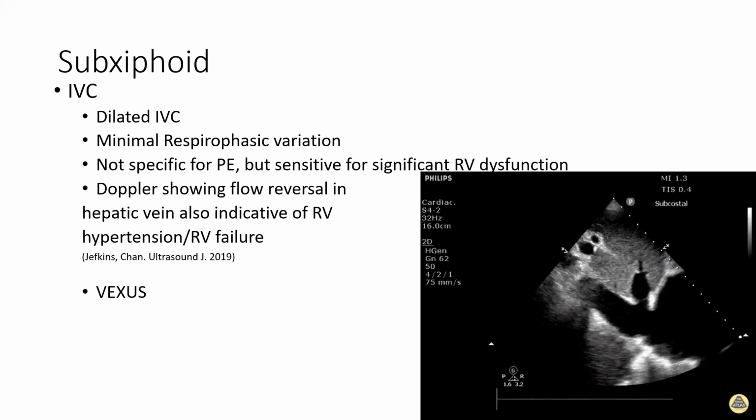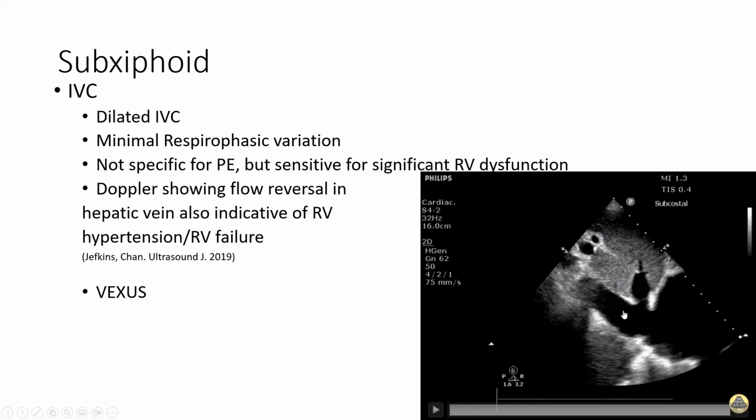This is not specific for PE at all, but it is pretty sensitive for significant right ventricular dysfunction. One other thing that we could potentially see is flow reversal in the hepatic vein, which would be more support for right ventricular hypertension or dysfunction. We're not going to talk about VEXUS here, but you could potentially see some congestive changes in this clinical setting.